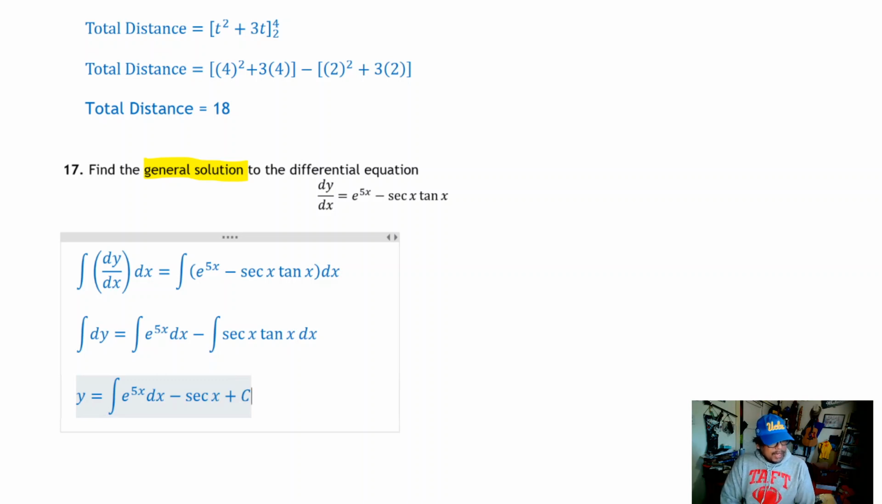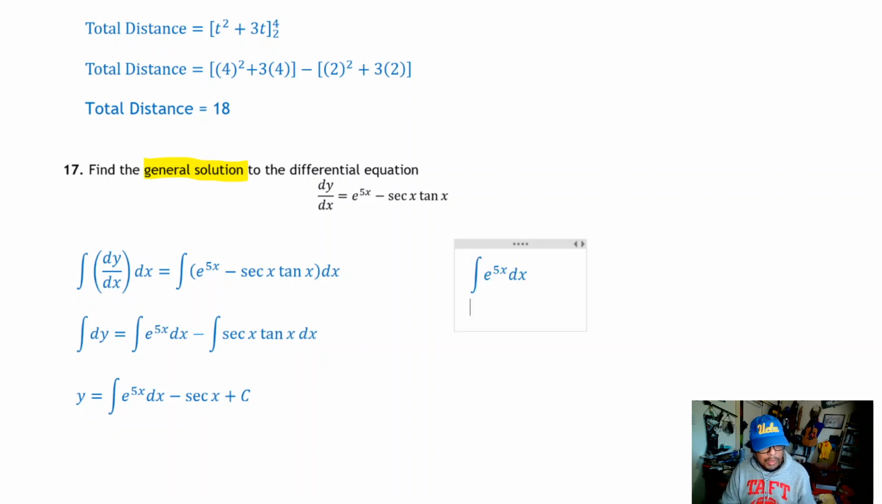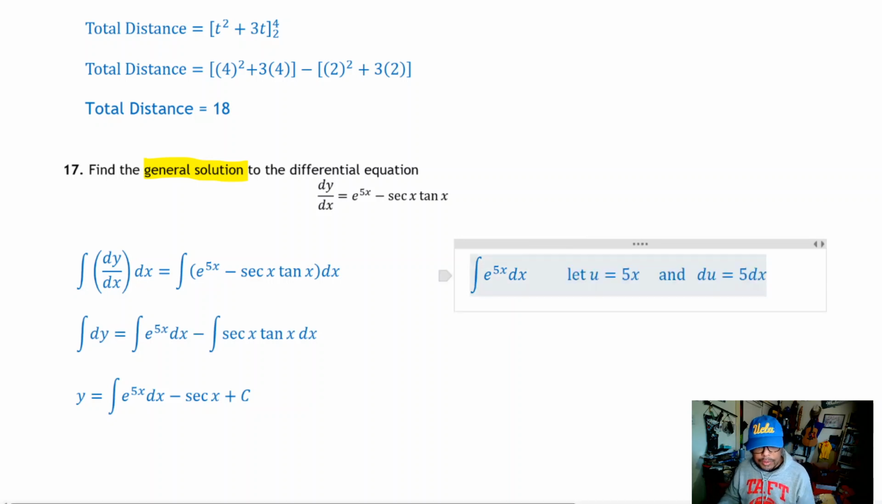And then the antiderivative of e to the 5x, if we can imagine doing our u substitution. In fact, let's just put it over here. We'll do our integral of secant x of e to the 5x. And then we're going to do a u substitution where u is 5x. And if u is 5x, that means du is 5 multiplied by dx.